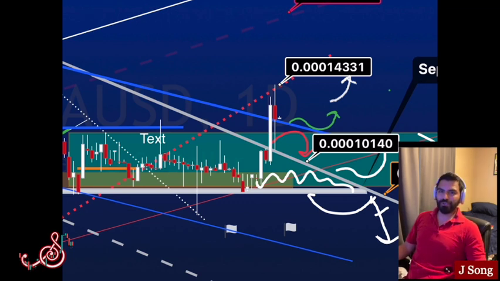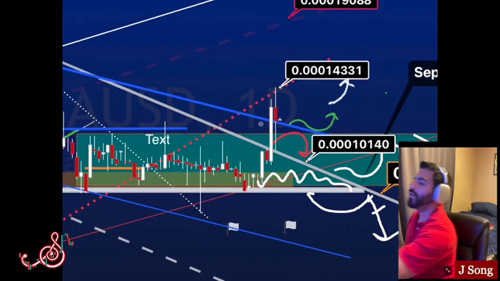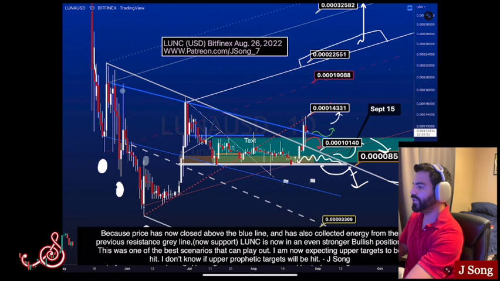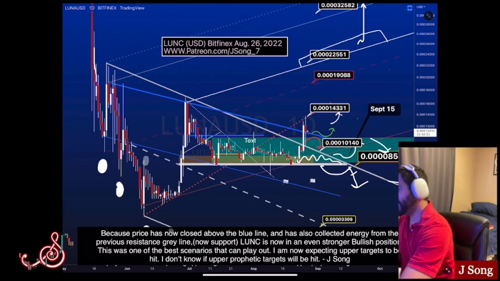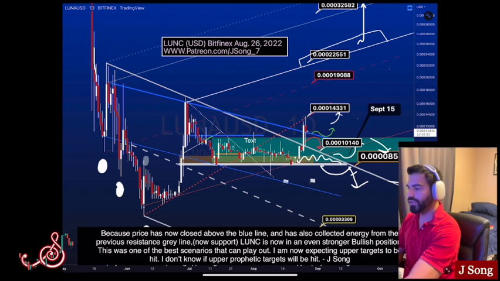We're in a good position. We're not a weak holder anymore. We're a strong holder. In fact, we're really sitting pretty, because not only did we beat this blue line, which was based on the cores, we also beat the gray line and collected that. And I wrote this down. I said, because price is now closed above the blue line and it has collected energy from the previous resistance gray line, Luna is now in an even stronger bullish position.